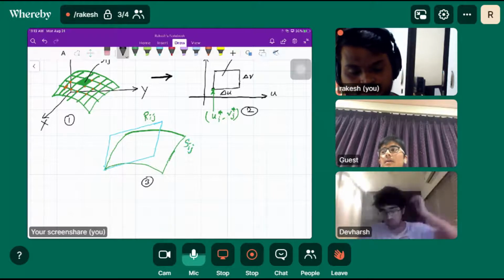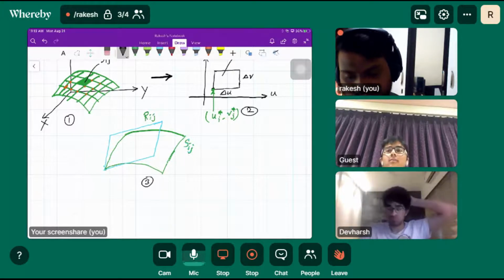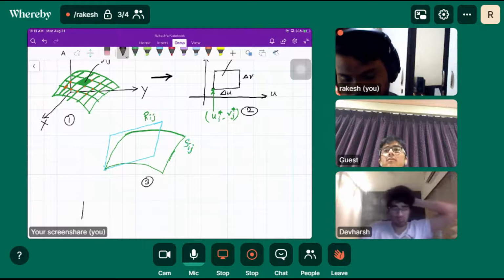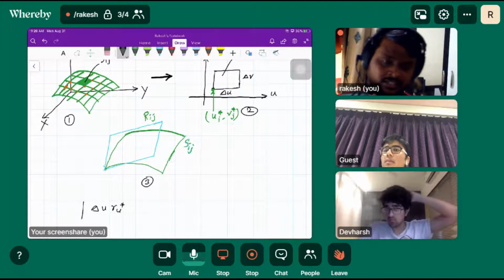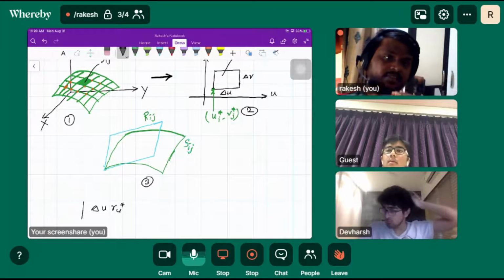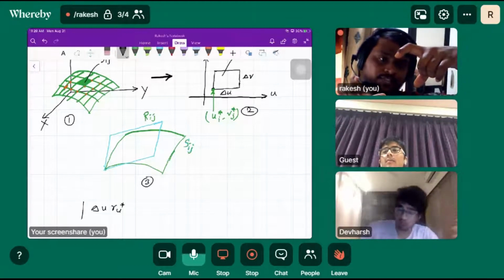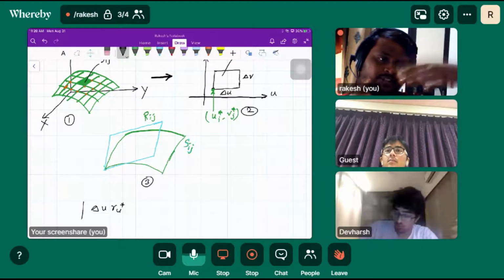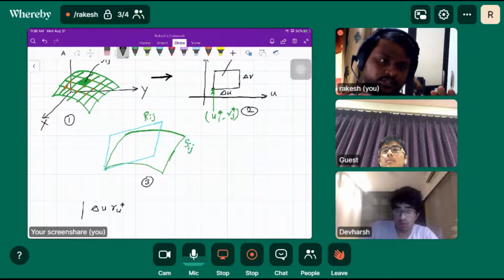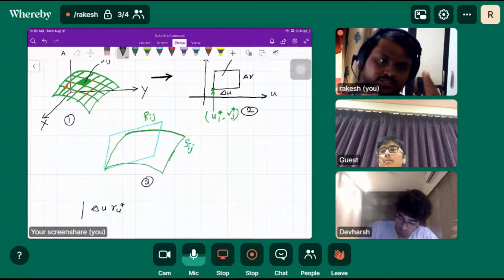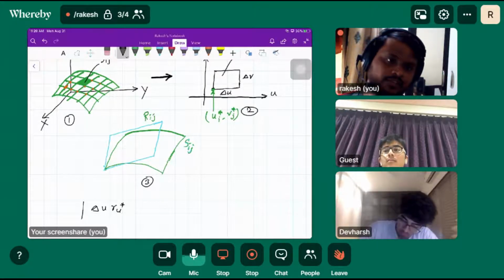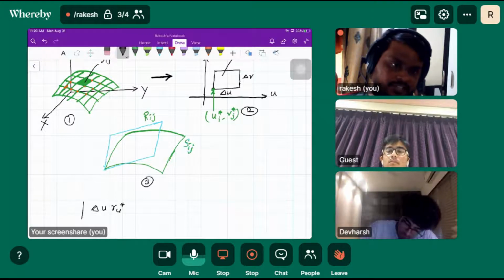So what is diagram 3 showing? Diagram 3 is showing that the given surface can be considered as a parallelogram with the same area, because our region has to be on a plane. Because to apply double integration, our region has to be on a plane, right? Because we have only two directions for double integration, isn't it? We can handle only two variables if we have double integration, right?